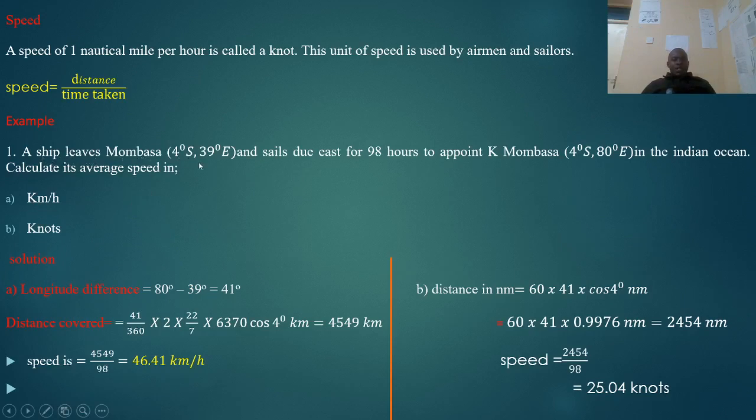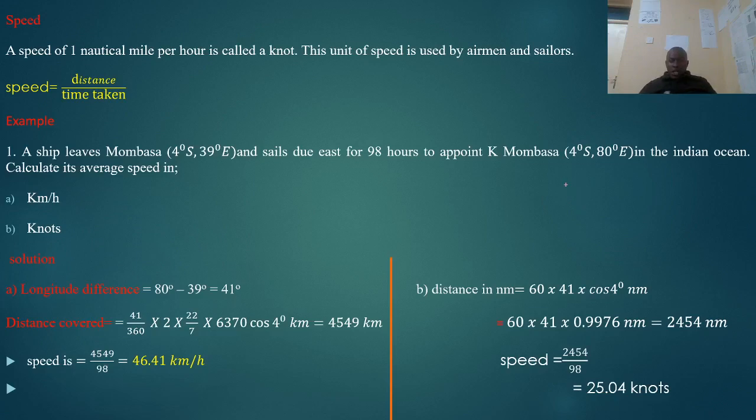Now, for instance, example number 1: a ship leaves Mombasa, 4 degrees south and 39 degrees east, and sails due east for 98 hours to a point K, 4 degrees south and 80 degrees east in the Indian Ocean. Calculate its average speed in nautical miles. Now what to do? It's good to sketch. But in this case, remember this 4 degrees and this 4 degrees, so obviously we are talking about a distance along the latitude.